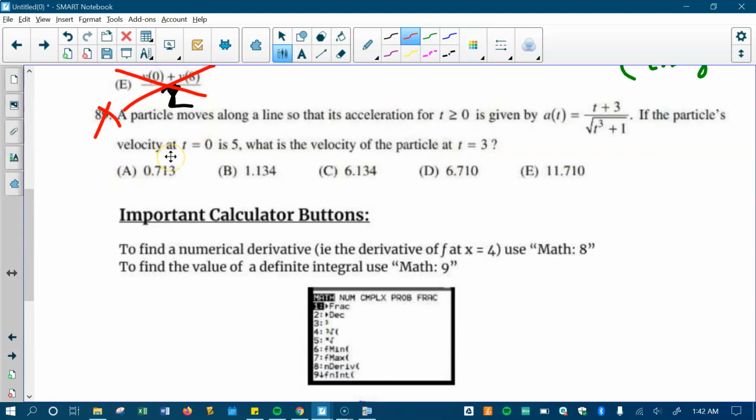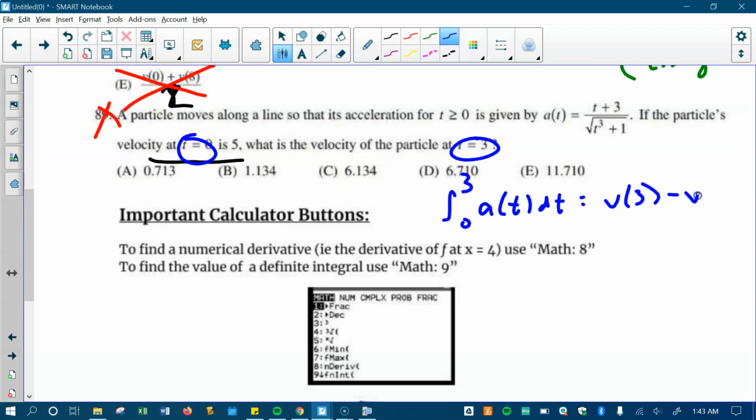If the particle's velocity at t equals 0 is 5, what is the velocity of the particle at t equals 3? This is an initial value on velocity. We're looking for the new velocity at t equals 3, so it's a fundamental theorem problem. The way we would work this is I would want to set up an integral from t equals 0 to t equals 3 of a of t dt. Because the integral from 0 to 3 of a of t dt is equal to v of 3 minus v of 0, your net change in velocity. That's what acceleration is. It's how much your velocity changes.